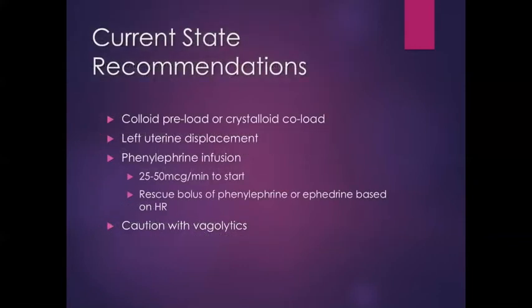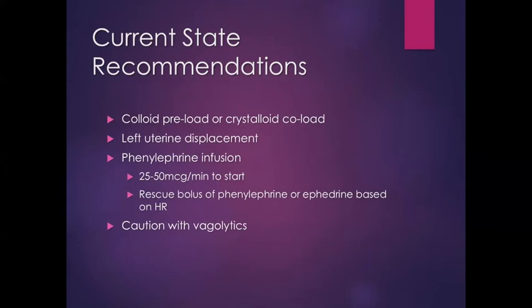So that brings us up to speed on the progression to the current state. Just to recap, for healthy women undergoing elective cesarean delivery under spinal anesthesia, recommendations for best clinical practice to avoid and/or minimize maternal and fetal adverse effects associated with spinal-induced hypotension are that there should be IV colloid preload or crystalloid co-loading, and left uterine displacement should continue to be used.